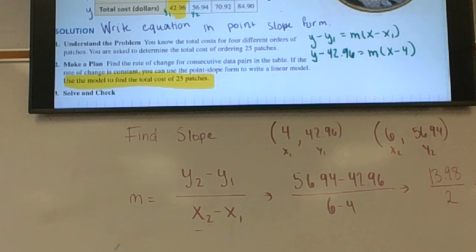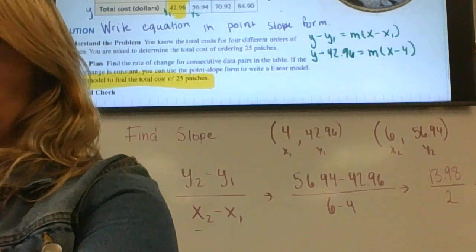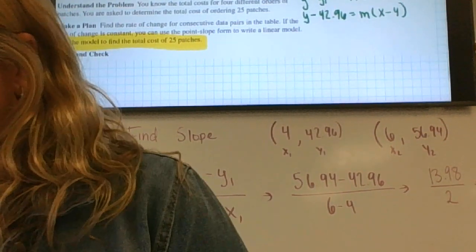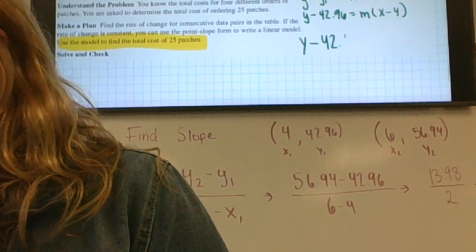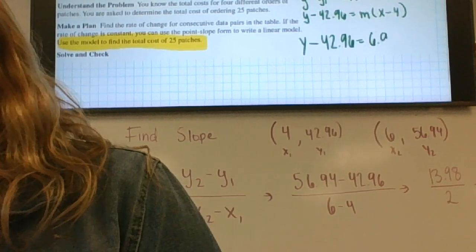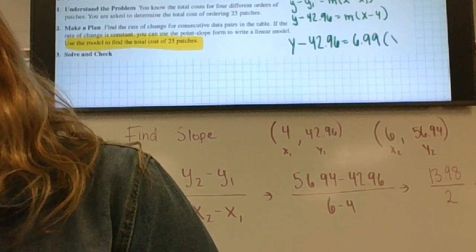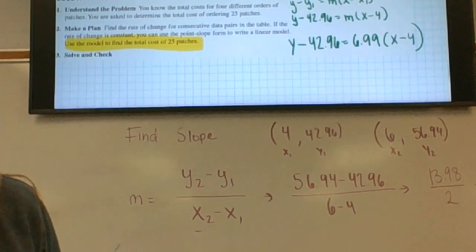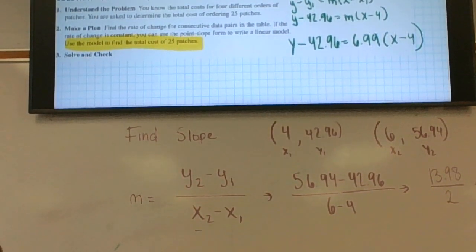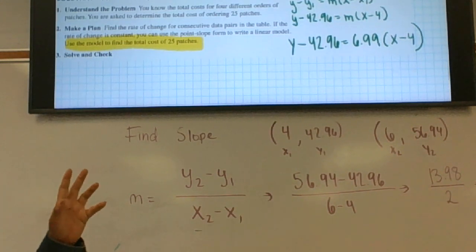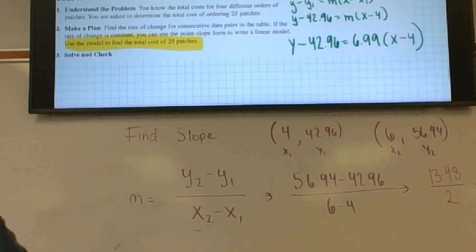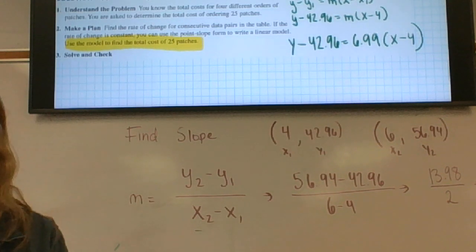Alright. Turns out these patches are $6.99 each. Okay. So that brings our equation to y minus 42.96 equals 6.99 times x minus 4. And now we have a point and we have a slope. I hope we're breaking this down. I hope it's making sense.